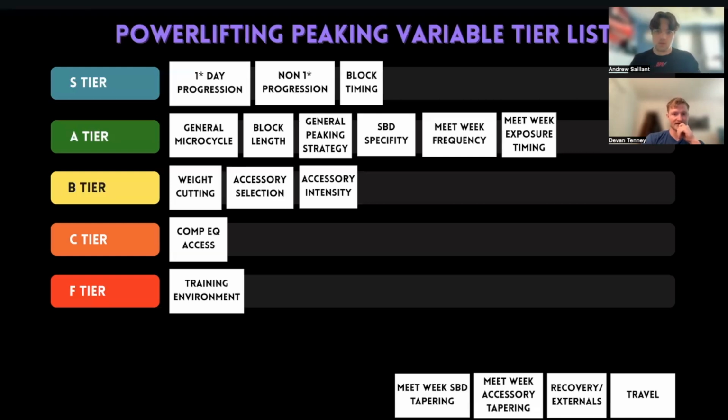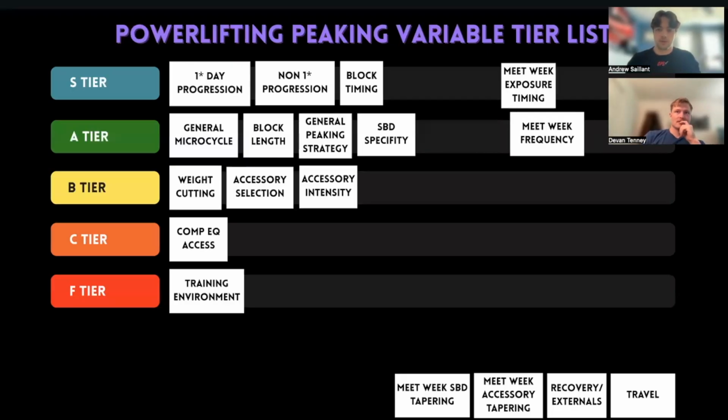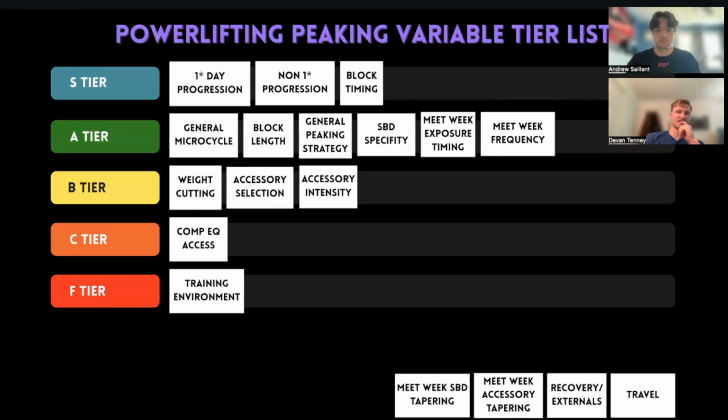So, I would say if anything, let's flip-flop those, have the exposure timing come first before the frequency. Yeah, I think they're very similar. You need the frequency to line up the exposure timing oftentimes, but ultimately, I think if we're talking predictability, the exposure timing is a little more important in some cases.